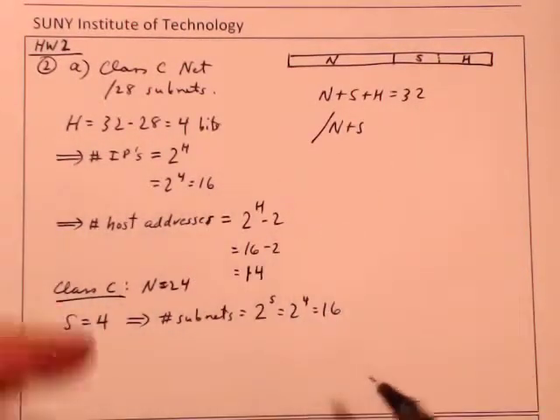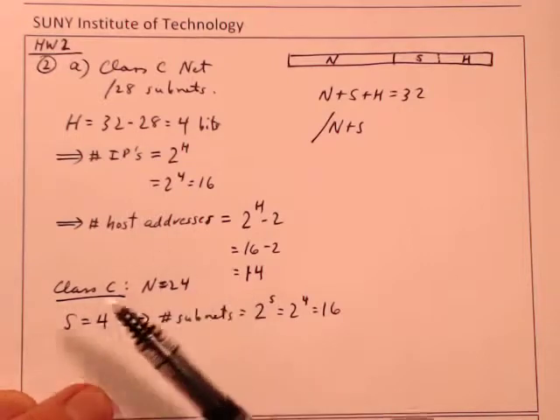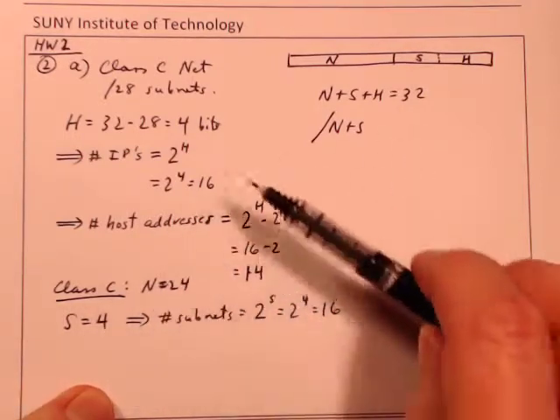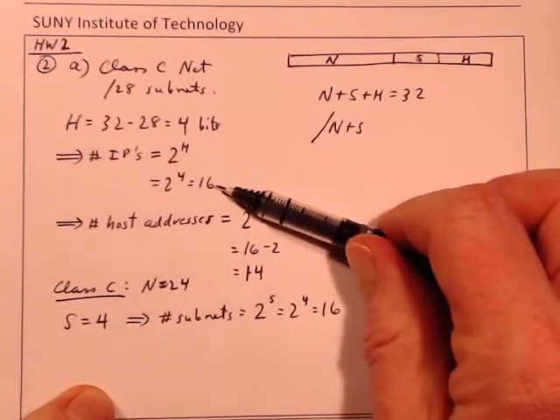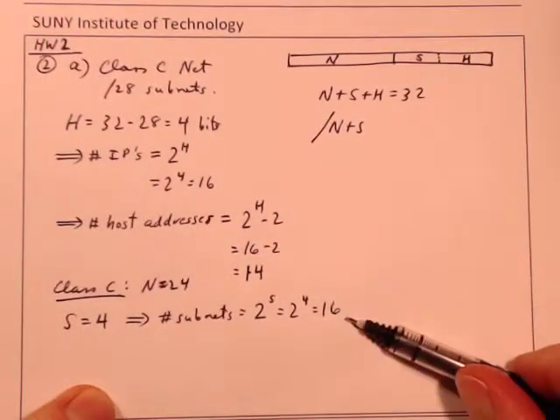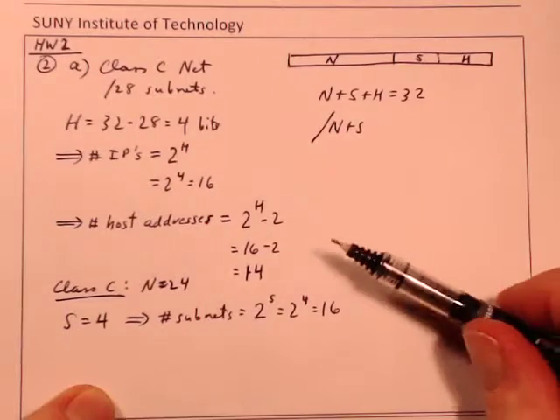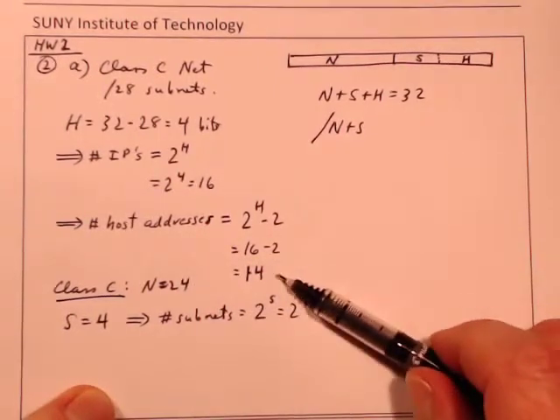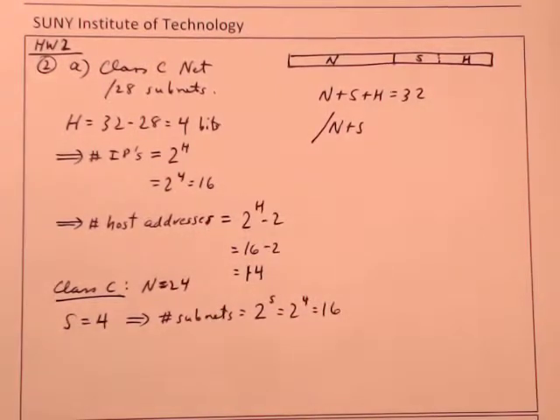I've calculated this in a funny order, but basically I've calculated the number of subnets, the number of IP addresses per subnet, and the number of host addresses, which is 2 less than the number of IP addresses. So this answers A and B.